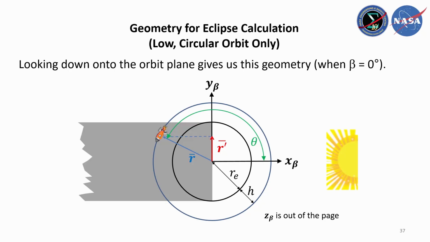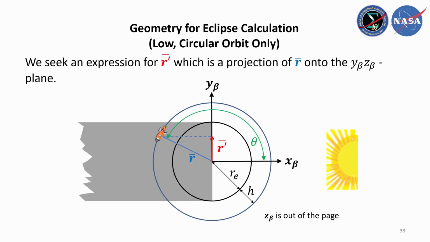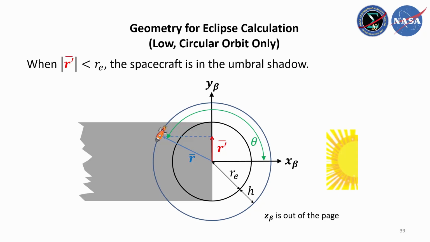The vector pointing to the spacecraft is denoted as r, and the vector projection of r onto the coordinate system yz plane is denoted as r prime. The angle from the point between the planet and the Sun is denoted as theta. The planet radius is r sub e, and the spacecraft altitude is h. We seek an expression for the vector r prime, which, as we noted, is a projection of r onto the yz plane. We see from the diagram that whenever the magnitude of r prime is less than the planet radius r sub e, the spacecraft is in eclipse.